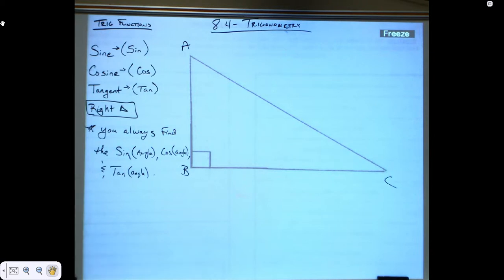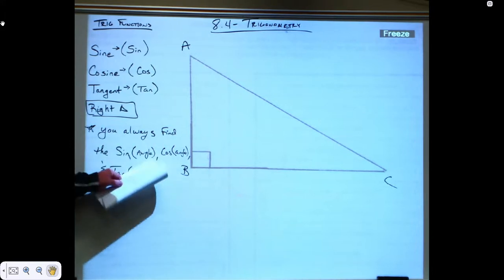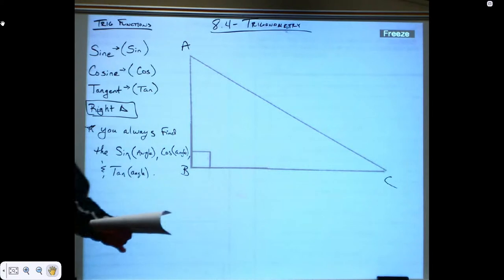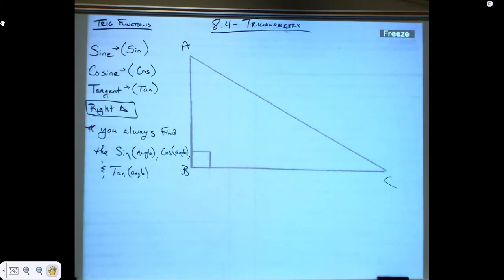But what gets lost sometimes is that you're always finding the sine of an angle, the measure of that angle, like the sine of a 60-degree angle, the cosine of a 60-degree angle. You will have three things involved. You will have the angle and two sides in your trig ratio. Okay?